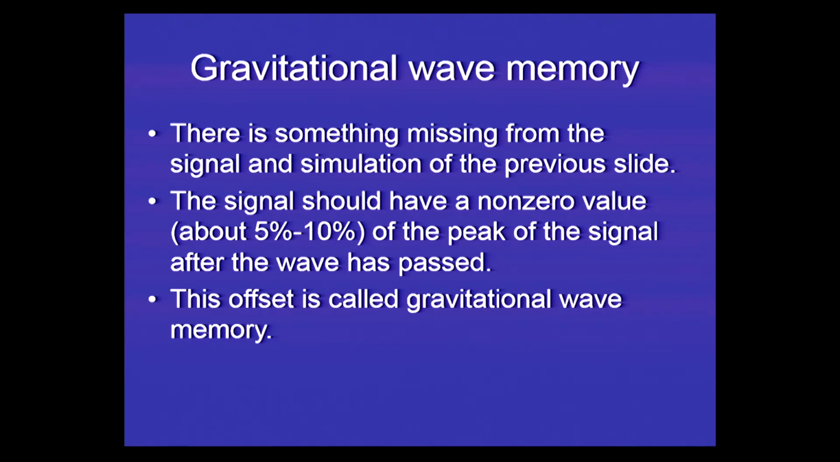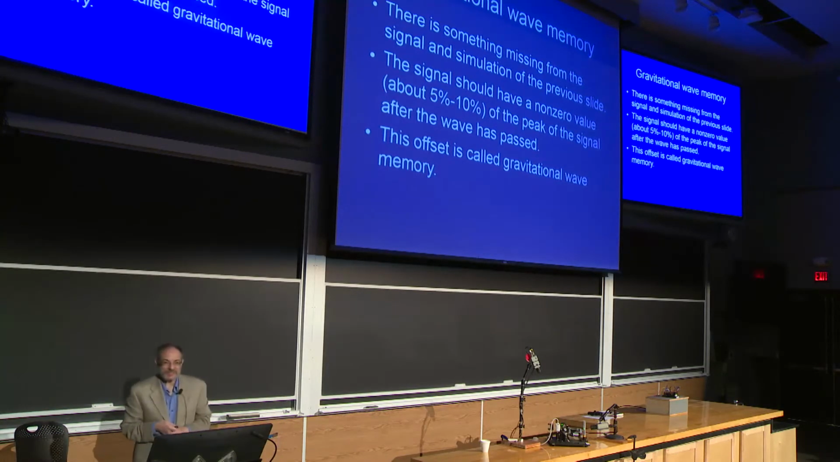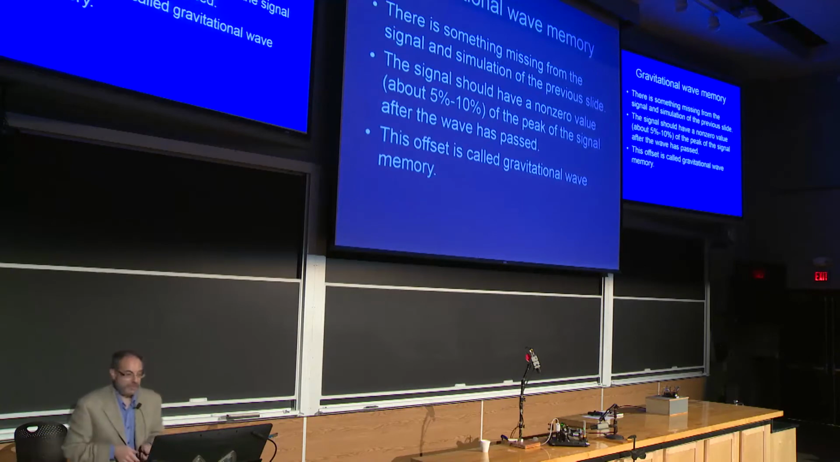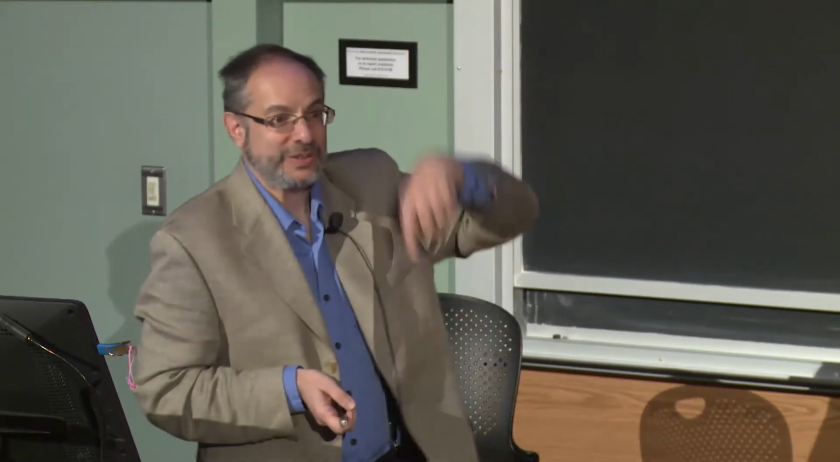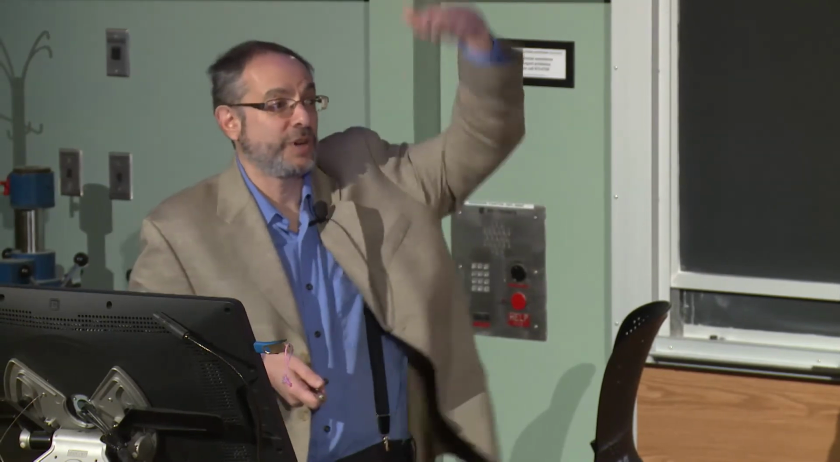Okay, so what's missing? Well, it turns out that each of these quantities, the signal and the numerical simulation, should have an offset. In other words, the signal starts out at 0, and it goes through these waves up and down. And then in the picture I showed you, the signal returns to 0, but it really isn't supposed to. What the signal is supposed to do is to return to a number that's maybe about 5 to 10% of what the peak signal is, the maximum signal.